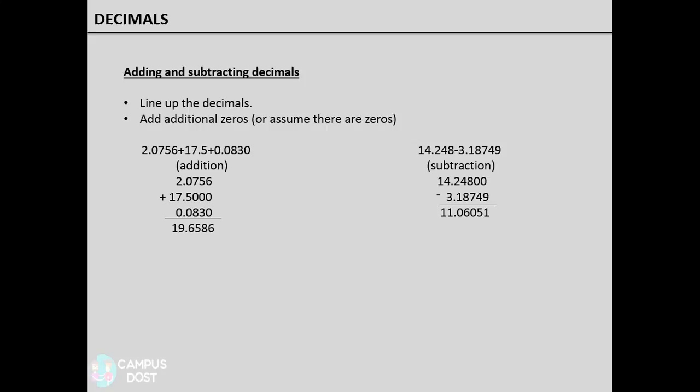Now the rule of subtraction is the same. To perform this subtraction, we first line up the decimals and then add any necessary zeros to make the calculation easier. At this point we subtract while keeping the decimal in the same location.